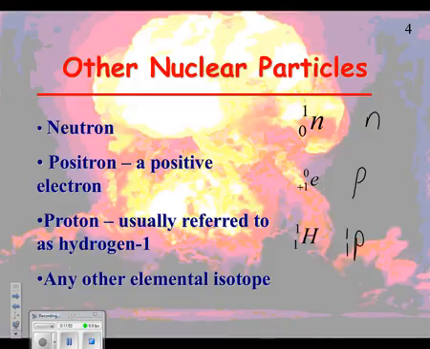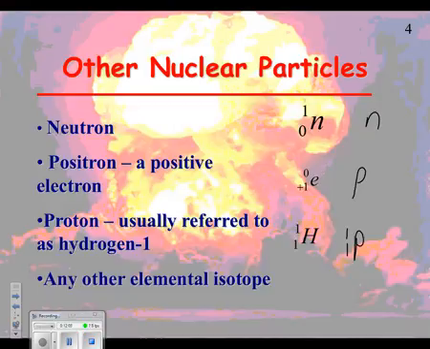And then we've got several other elemental isotopes that you can use that are any of the isotopes on the periodic table. Now remember, the bottom number is always going to be my atomic number. It tells me what it is. The top number is my protons plus my neutrons.